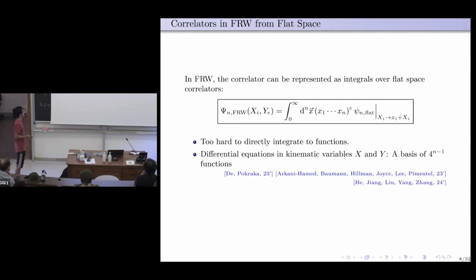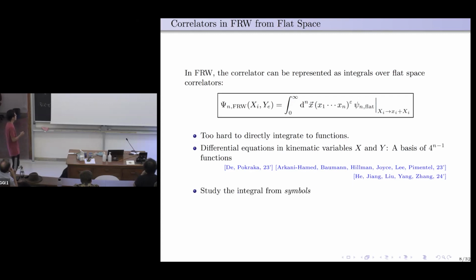One technique is used by these people, which is studying the differential equations in these kinematic variables of capital X and capital Y. And this technique needs one in the end to compute a basis of 4 to the n minus 1 functions for an n-site graph, which is possible to go to any tree level correlator, but a bit cumbersome when you go to higher point.